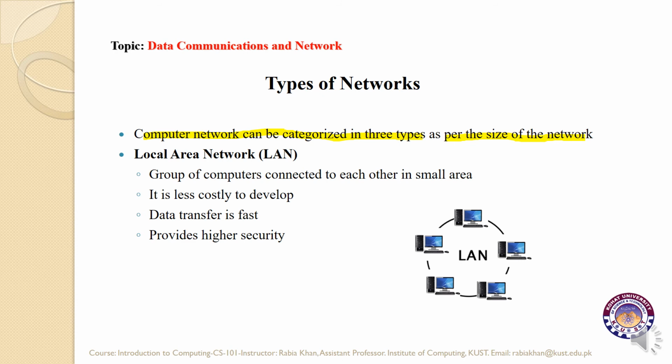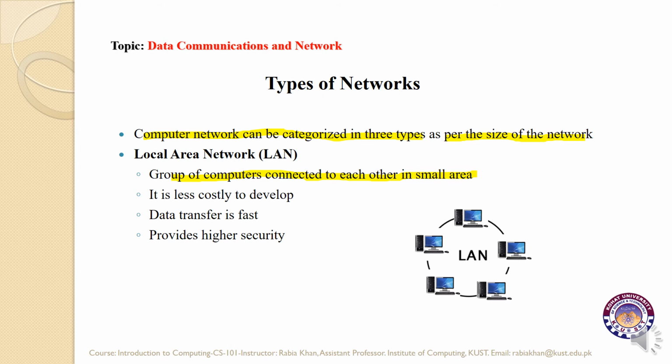The first type of network is the local area network, which is the smallest as per size. This is the smallest type of network. A local area network is a group of computers that are connected to each other in a small area, such as a building or an office. So this is the smallest type of computer network.